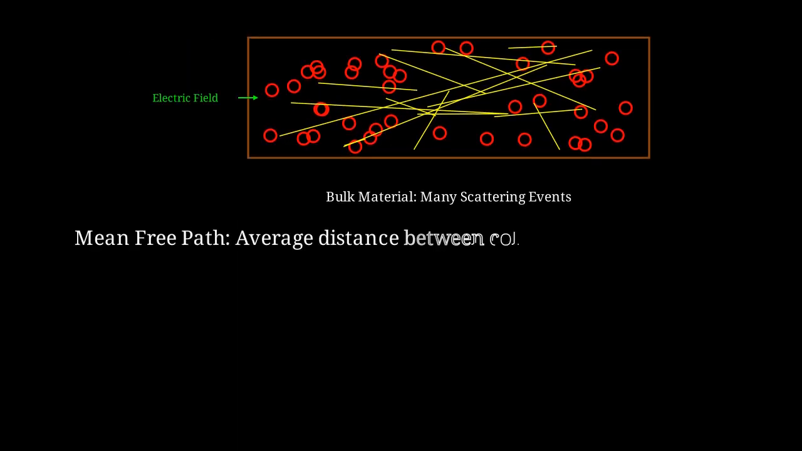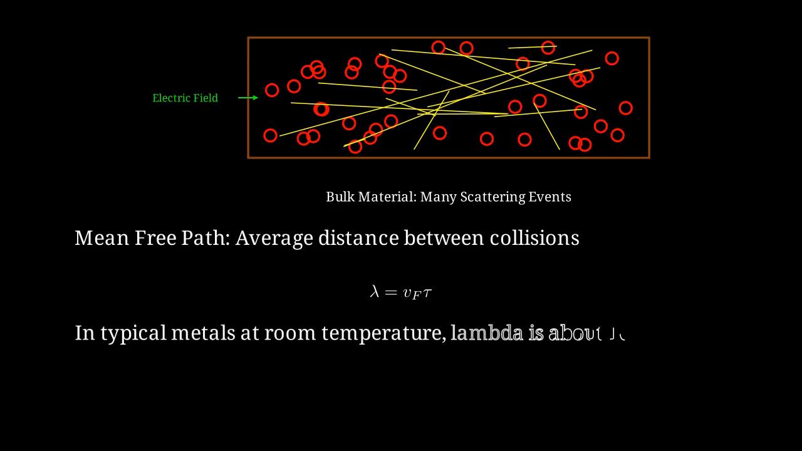We define a quantity called the mean free path, denoted lambda. This is the average distance an electron travels between successive scattering events. The mean free path equals the Fermi velocity times the scattering time tau. This gives us a characteristic length scale. In typical metals at room temperature, the mean free path is roughly 10 to 100 nanometers. This means electrons scatter many times per micrometer of travel.